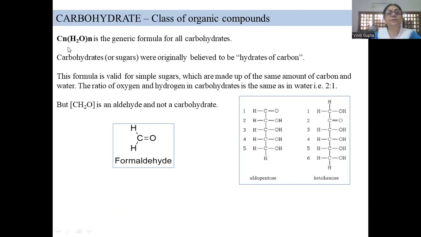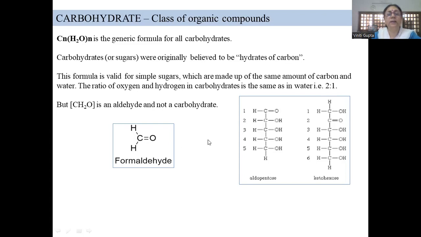Initially, the classic formula for carbohydrates was CnH2n, hydrates of carbon. But over a period of time, this definition has changed. For example, we have formaldehyde, which conforms to this formula, but it is not a carbohydrate. Neither is acetic acid, neither is lactic acid. These three compounds conform to CnH2n, but they are not carbohydrates.